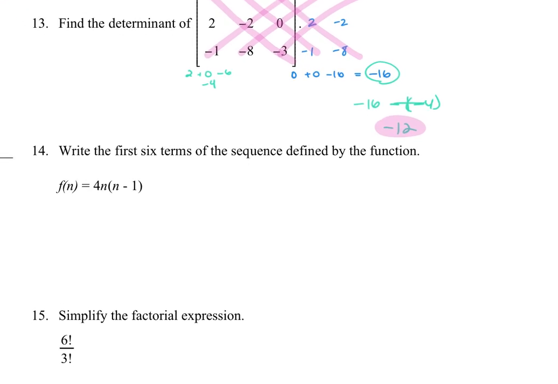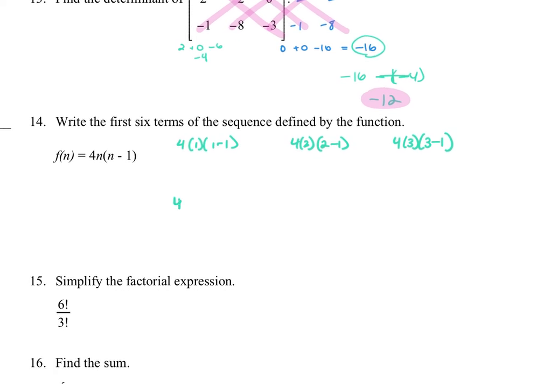Write the first 6 terms of the sequence defined by the function. So I'm going to find the first one, 4 times 1 minus 1, and then 4 times 2, 2 minus 1, and then 4 times 3, 3 minus 1, 4 times 4, 4 minus 1, 4 times 5, 5 minus 1, and 4 times 6, 6 minus 1.